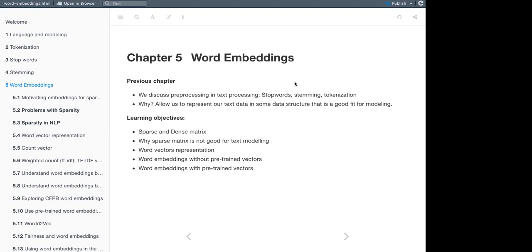We're going to come back to our chapter 5, word embeddings. We actually started reading this chapter last week, but we didn't finish, and we said, okay, we'll complete it today.